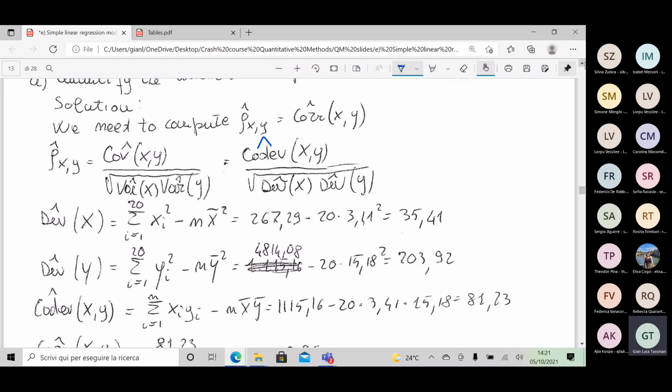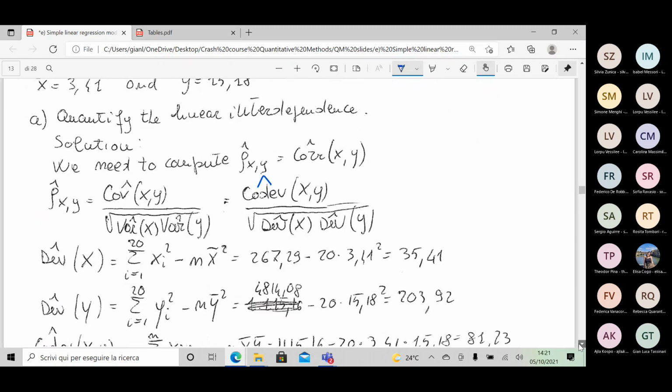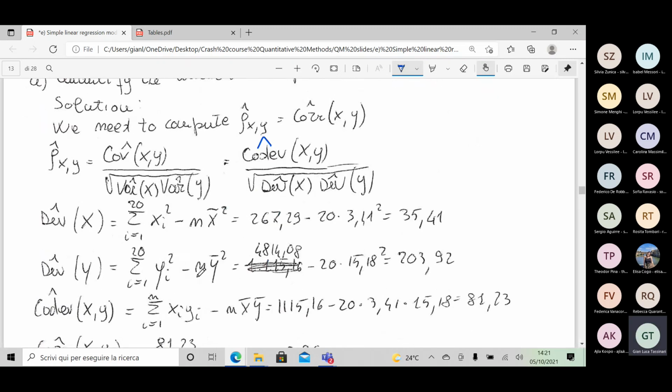Now, in a similar fashion, we can compute the deviance of y. The deviance of y, again, is the sum of the squares minus n times y bar, the sample mean of y, raised to the power 2. So the sum of the squares is reported above. N is 20 again, y bar is the sample mean of the sales, reported above, and this number must be raised to the power 2. So I simply inserted into the formula the data I provided. And so this is the deviance.